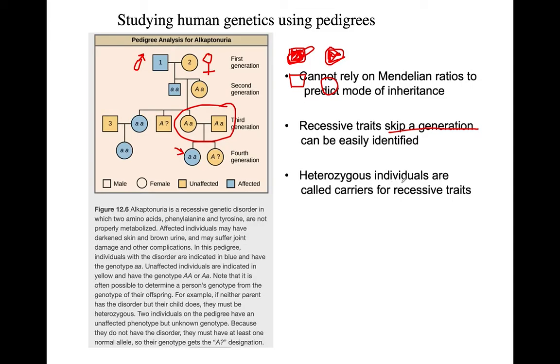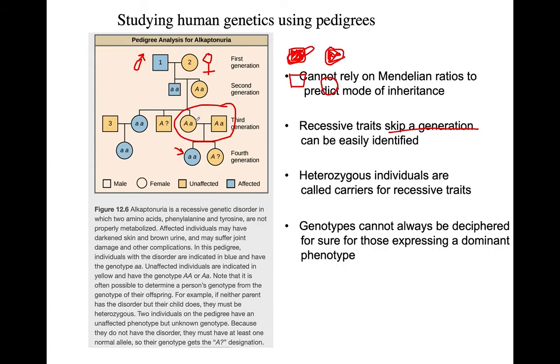So again, heterozygous individuals are called carriers for recessive traits. These individuals, this mother and father, are carriers of the allele, but they don't express it. Genotypes cannot always be deciphered for sure for those expressing a dominant phenotype. And we saw that before when we talked about the test cross.